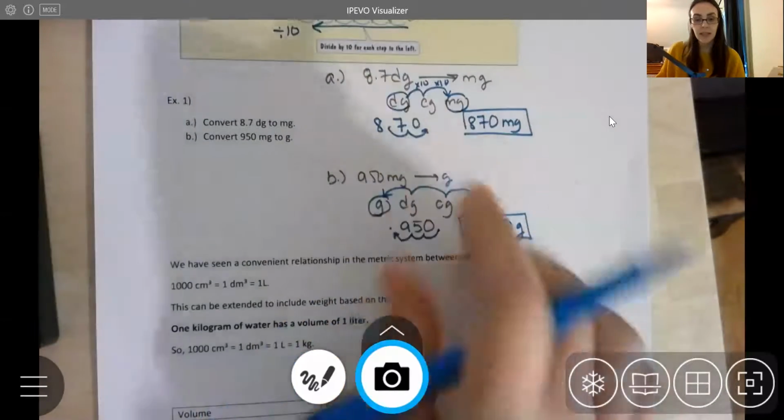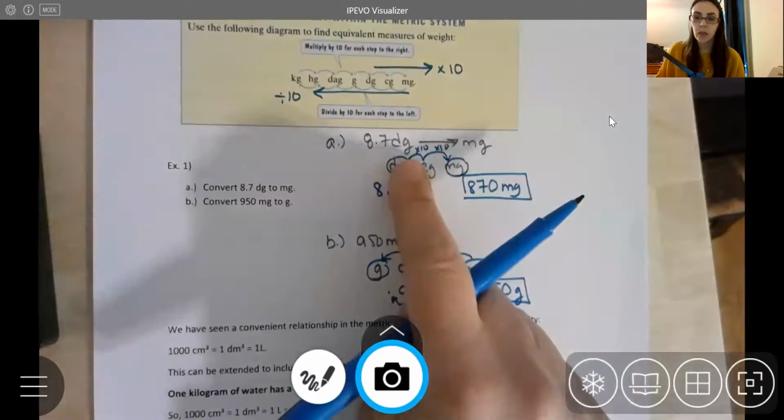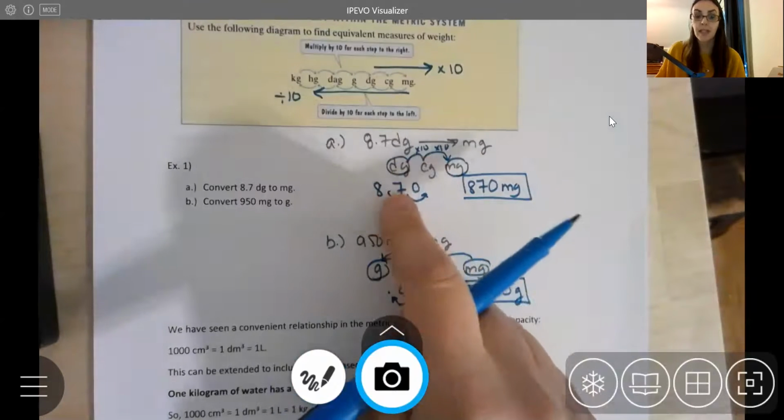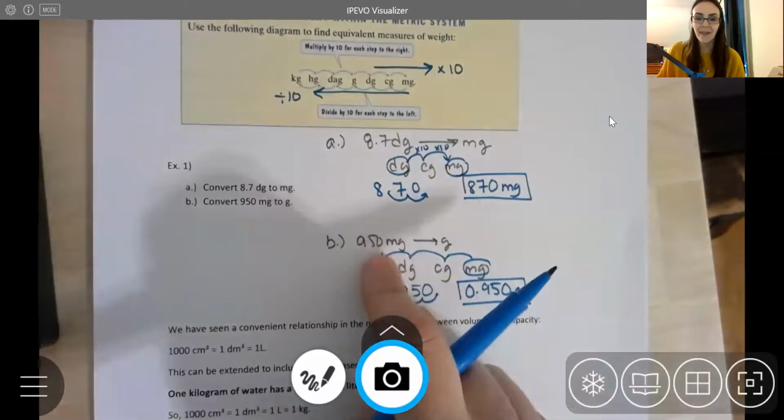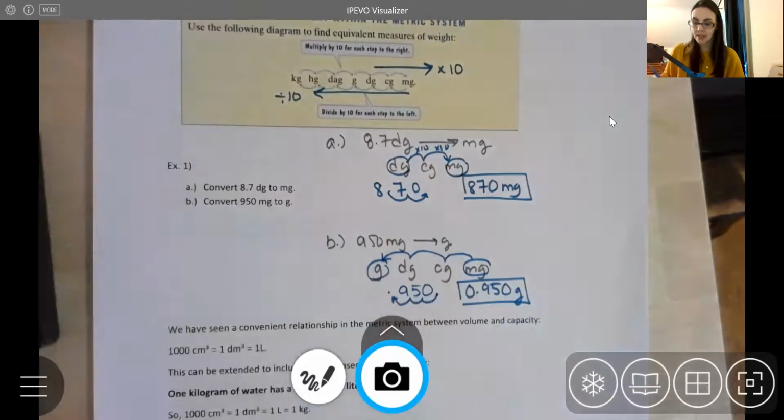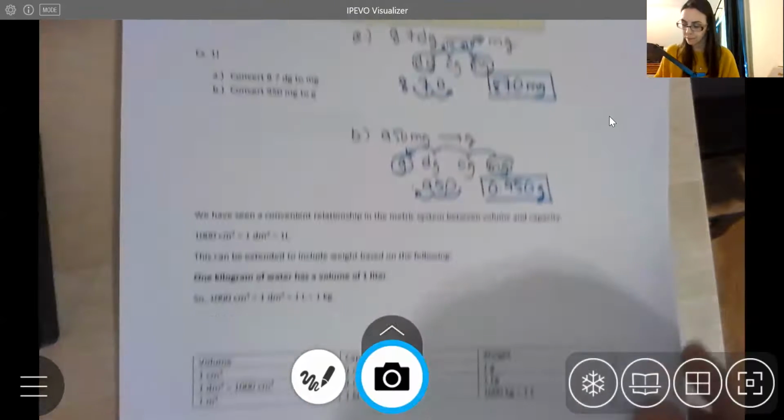Now, the nice thing with this system, again, is just look at the direction you're moving. If you're moving to the right, you're moving the decimal to the right. If you're moving to the left, you're moving the decimal to the left. So it's just a nice, easy conversion that you can do if you're within the metric system.